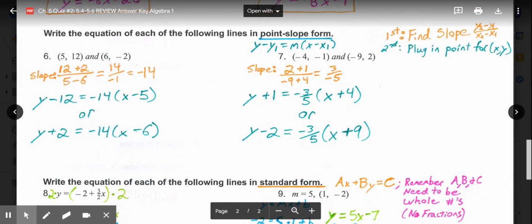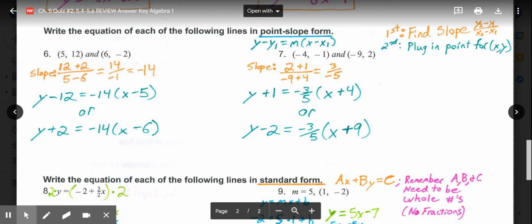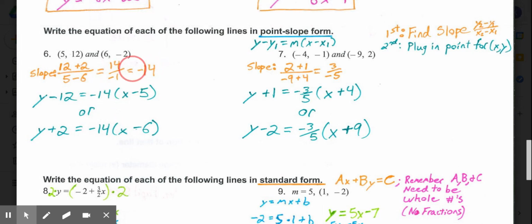Then for numbers 6 and 7, write the equations in point slope form. So in this case, they give us 2 points. So the first thing we have to do is find our slope. So y2 minus y1 over x2 minus x1. So for number 6, on top, we'd have 12 minus negative 2, which is 12 plus 2, and on bottom, 5 minus 6. So we end up with 14 over negative 1, meaning my slope is negative 14.